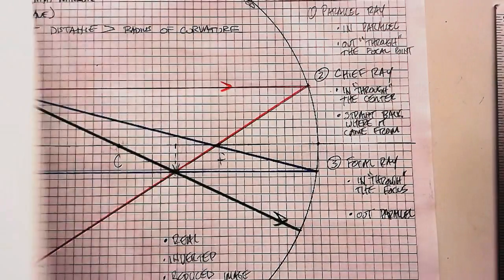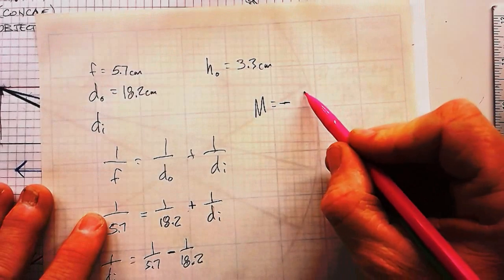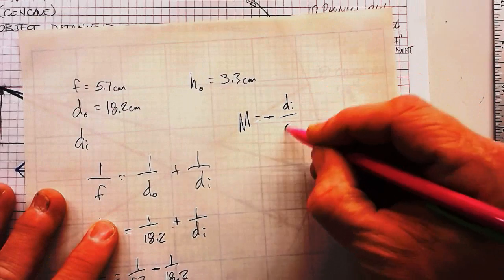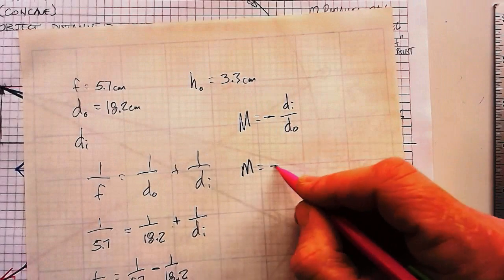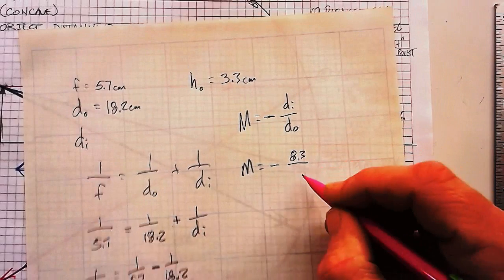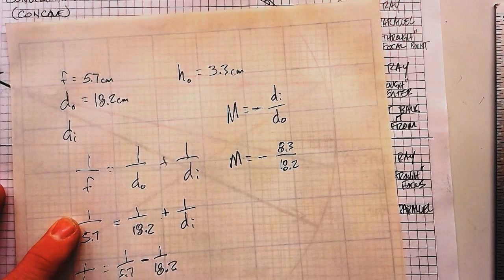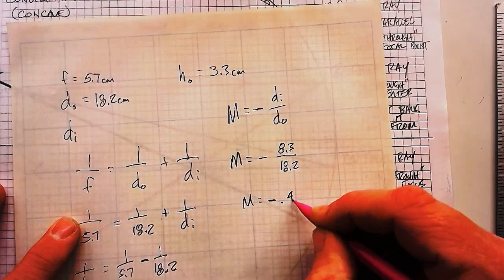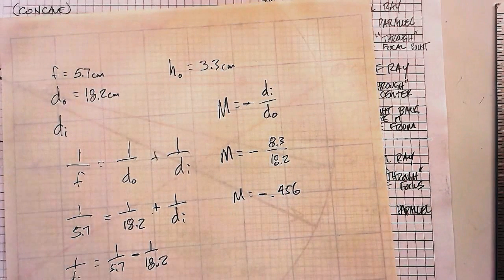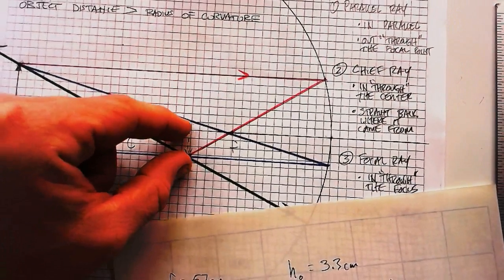How tall will we expect the image? So let's figure out the magnification. Magnification, one way to find it, is the ratio of the image distance divided by the object distance. We use the opposite because the magnification is going to tell us if it should be inverted or not. So I use the opposite of 8.3 divided by 18.2. I get a magnification of negative 0.456. So about 45%, 46% of the original. So this thing here should be about half the size of this.